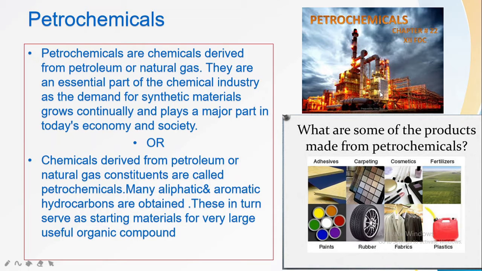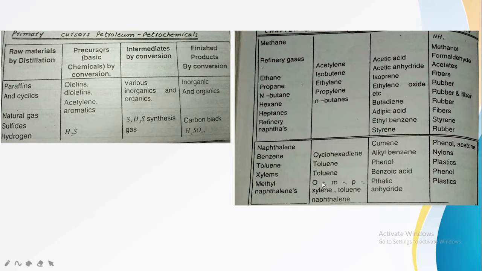Petrochemicals, chapter number 22. Some of the products made from petrochemicals are adhesives, carpeting, cosmetics, fertilizers, paints, rubber, fabrics and plastics, etc. The raw materials of distillation and the precursors, basic chemicals, go through conversions, and the intermediates of the conversions lead to finishing products.